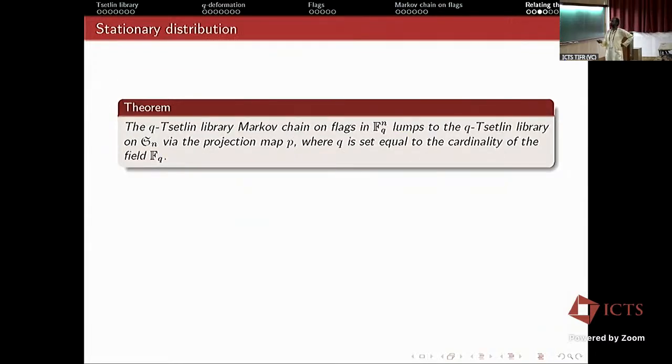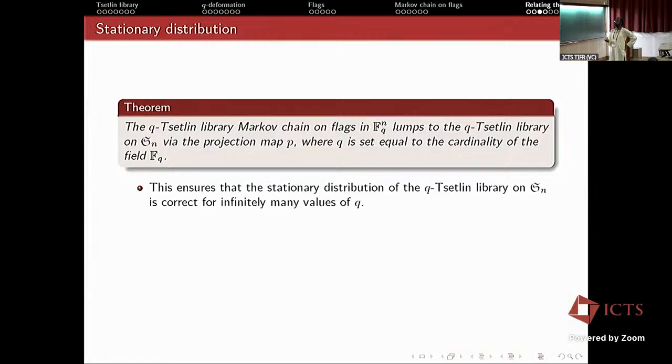Okay, and our theorem is that the Markov chain on flags in F_q^n lumps to the Markov chain on S_n, and the projection is the most obvious projection. I told you that every flag has a permutation representative. You just take that one. And all of those double coset representatives which project to the same permutation have the same probability. So it's just a power of q. Okay, all that is good.